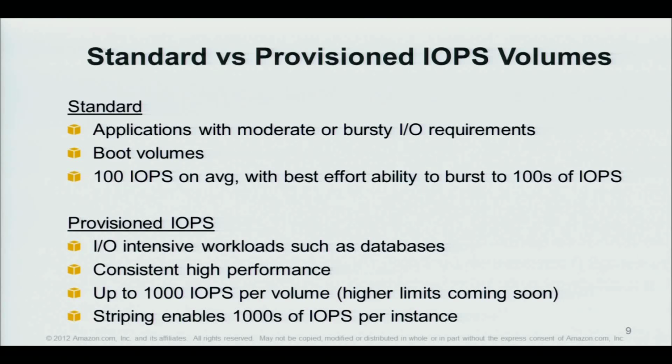Standard volumes on average deliver about 100 IOPS for customer workloads, and they provide a best effort ability to burst to hundreds of IOPS. Our Provisioned IOPS offering, as I mentioned, is really designed for more I/O-intensive workloads, such as databases, and it's really around providing consistent high performance. As I mentioned, you can provision up to 1,000 IOPS today, and you can stripe across multiple volumes to deliver thousands of IOPS to your EC2 instance.